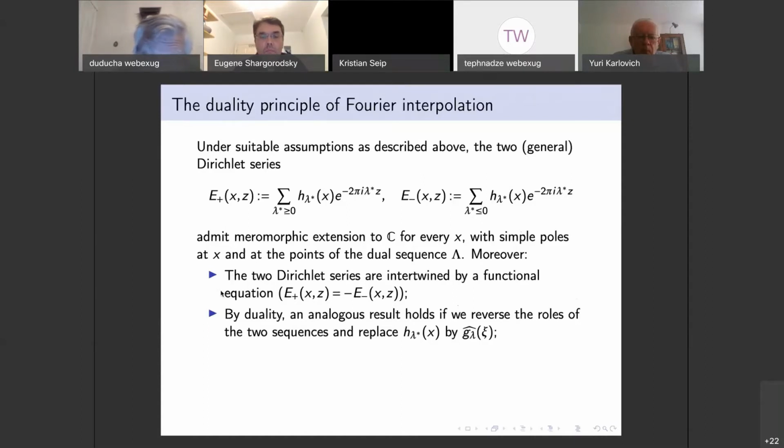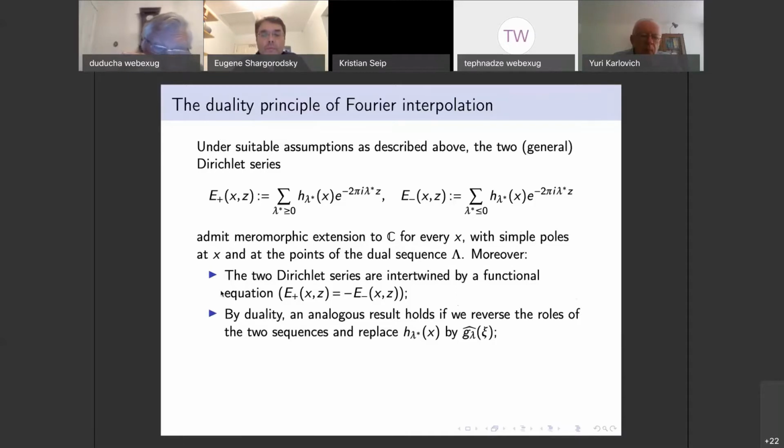And moreover, these two Dirichlet series are intertwined by a functional equation. They are a priori defined and make sense in separate half planes, but they are intertwined when we look at the meromorphic extension. They are intertwined by this functional equation that you see here. So E plus is equal to minus E minus.